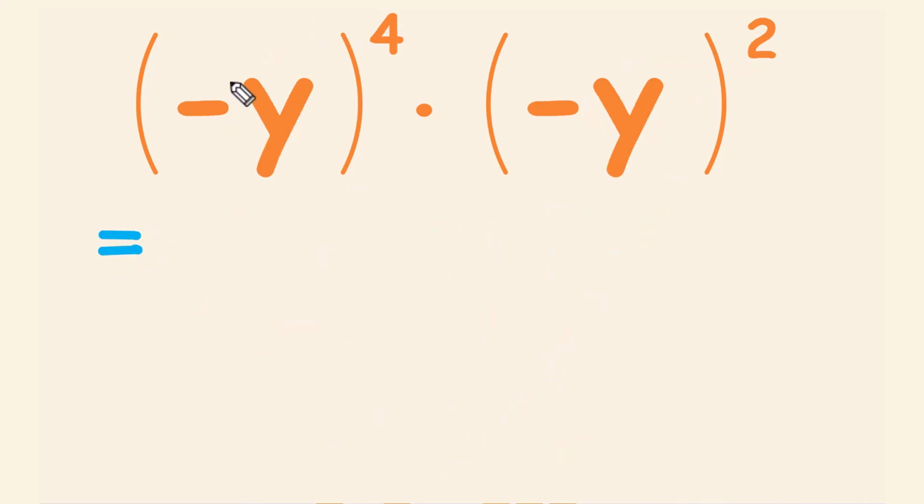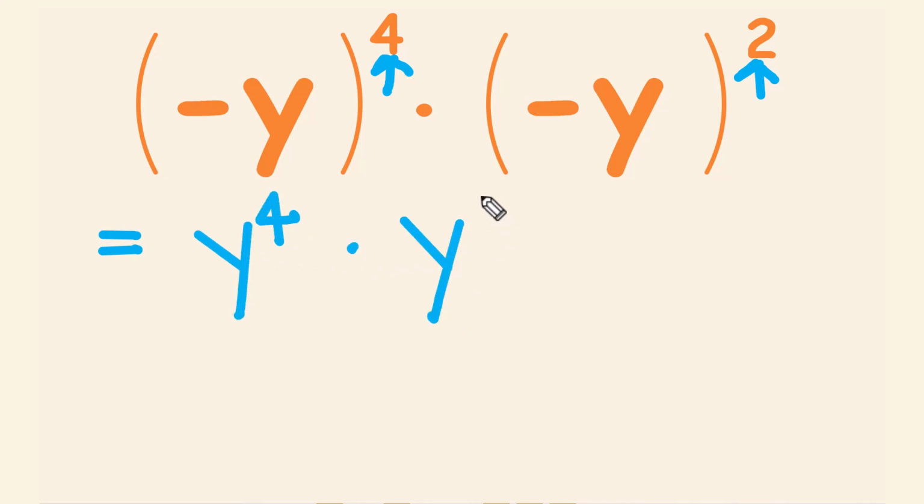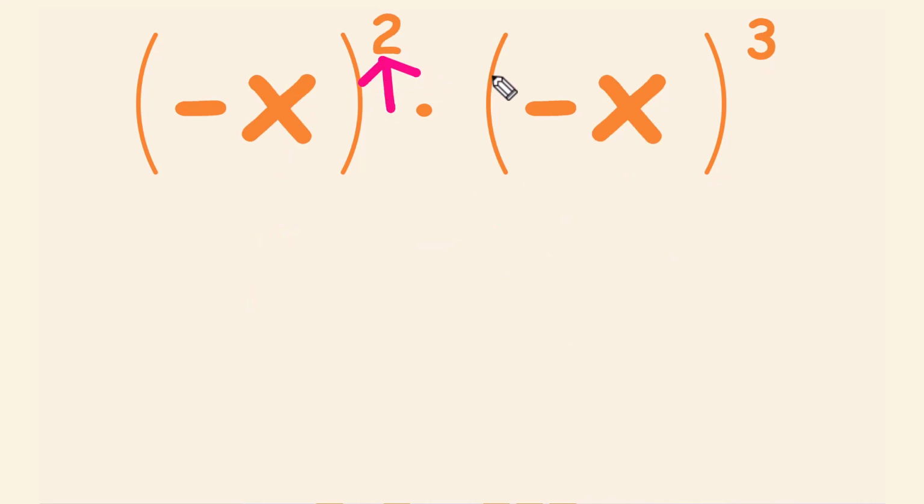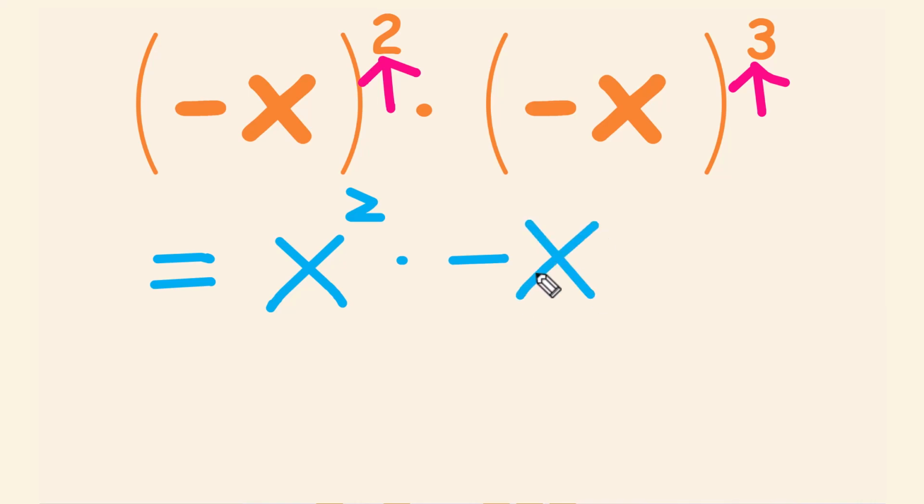Here's another example. Our exponents are even numbers, so we know that they will be positive. Our variables will be positive, so we will have y to the 4th and we will have y squared. That will be y to the 6th power. So let's go back to this problem. As you can see, 2 is even and 3 is odd. So 2 will be positive and 3 is odd. So that will be negative x to the cube power. So our final answer will be negative.